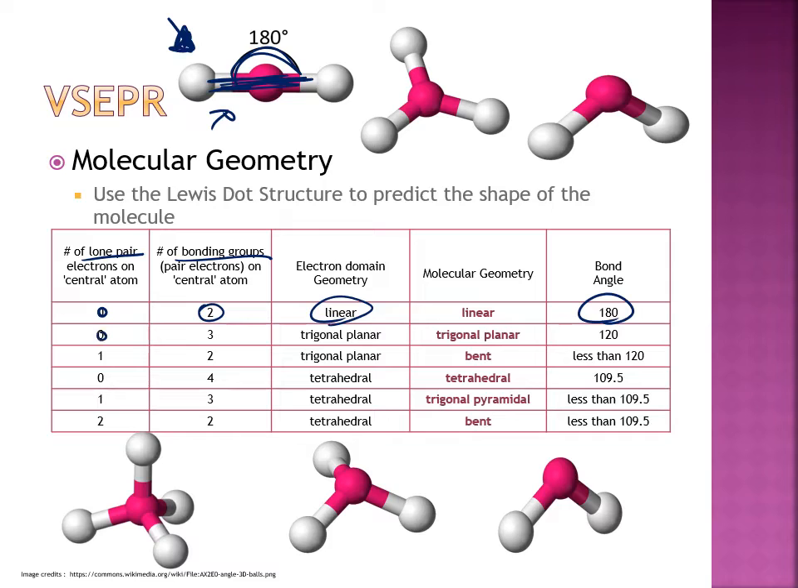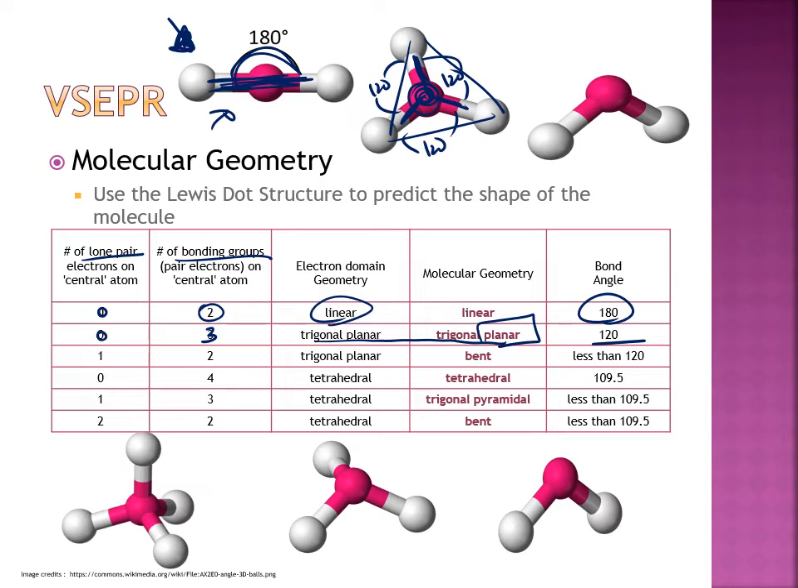If I have 0 lone pairs of electrons, but 3 bonding groups, 1, 2, 3 bonding groups on that central atom, we're always looking at that central atom, then we're going to call this trigonal planar. Planar is related to the word plano in Spanish, which means flat. It is a triangle shape and it's flat, trigonal planar.